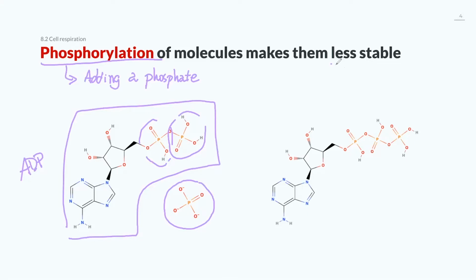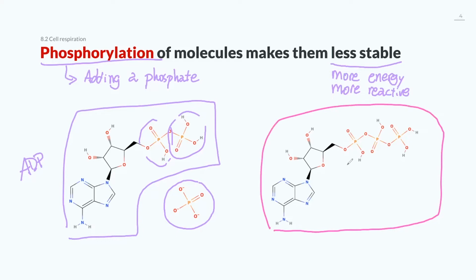Molecules with more energy are less stable, more reactive, which is the case of ATP. Now you have the A, one phosphate, two phosphate, three phosphate. This is ATP, right? So when you add the phosphate, you have a higher energy molecule, a more reactive molecule, less stable. That means it can react real fast and release this energy so that the cell can perform work.